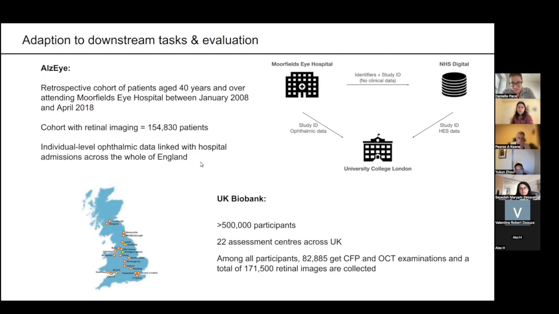And for some of the tasks like oculomics, trying to predict systemic disease with the retinal images, there are no public datasets for that specific task. So we include the internal dataset called ALZI, also introduced by Pearse, for the internal evaluation, and for the external evaluation, we use the UK Biobank.